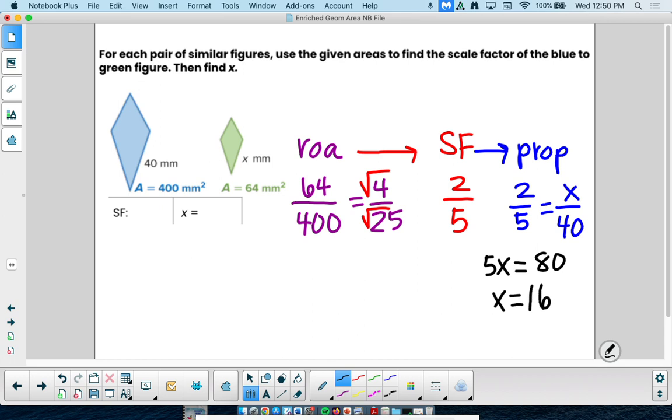16. Now careful on this one. Again, scale factor, blue to green figure. What would that be? Oh, blue to green? Blue over green. So if we found x to be 16, right, it'd really be like 40 over 16, but then we want to reduce it. How does that reduce? 5 over 2. Yeah, it should just really be this flipped, right? 5 over 2. Perfect.